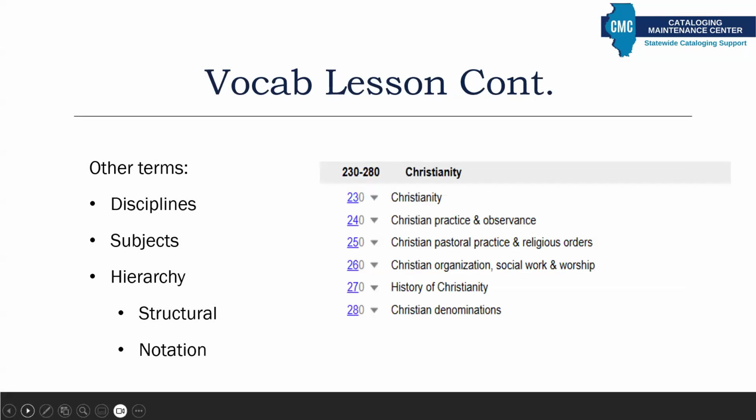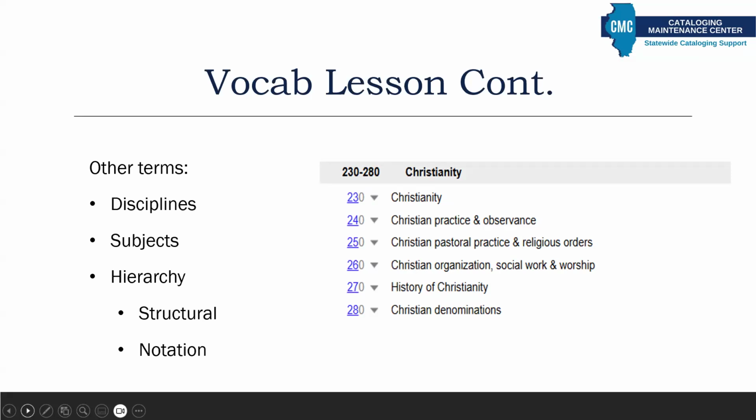So continuing on, some other helpful terms to consider is how the system is defined once you start looking deeper at the schedules. So first we have disciplines. Disciplines are an organized field of study or branch of knowledge. Example, 200 for religion, 530 for physics, 364 for criminology. In the DDC, subjects are arranged by disciplines.